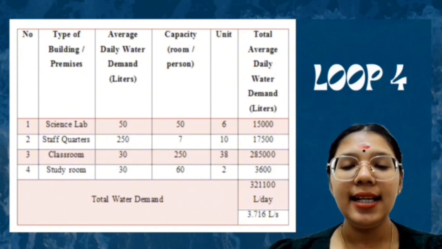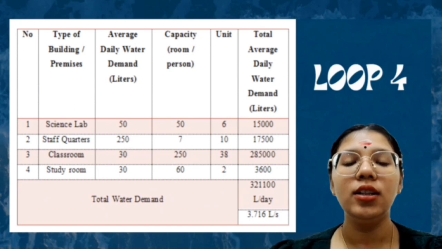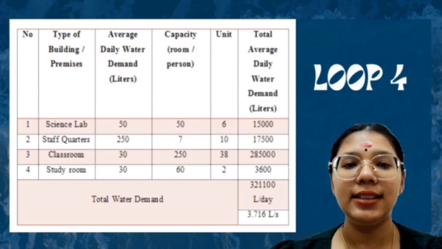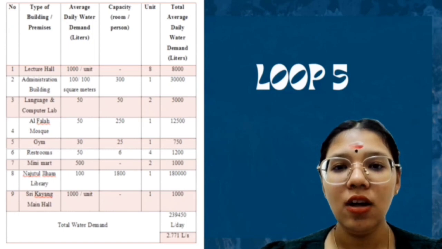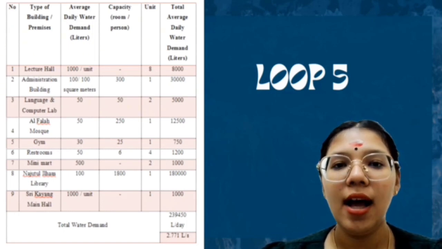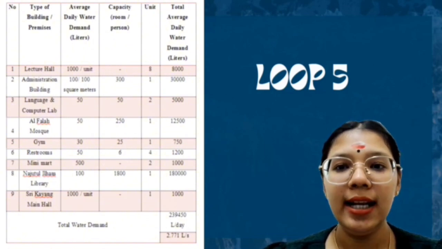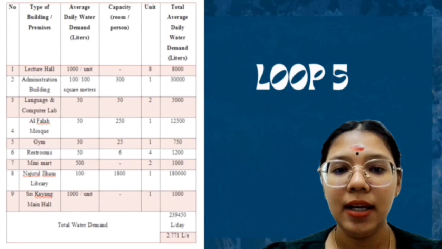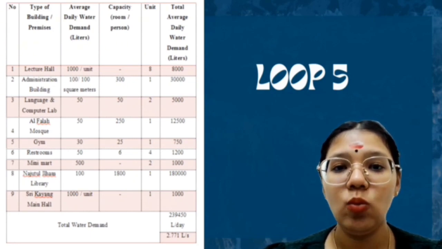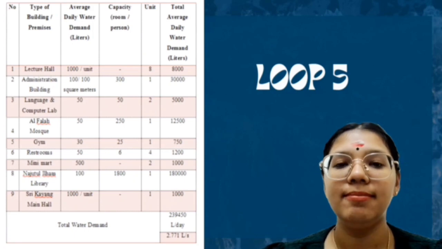Moreover, there are science labs, staff quarters, classrooms, and study rooms in loop 4. The total water demand is 3.716 liter per second. In loop 5, there are lecture halls, administration building, language and computer lab, Al-Falah Mosque, gym, restrooms, mini-marts, Najatul Hilham Library, and Sri Kajang Main Hall. The total water demand is 2.771 liter per second.